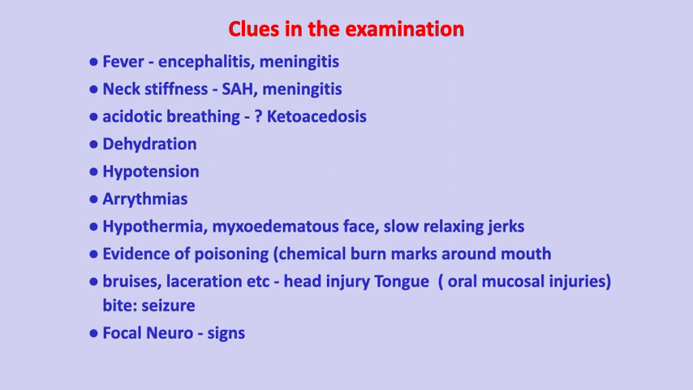You must look for evidence of poisoning, chemical burns around the mouth and the smell of the poisons. Bruises, lacerations, etc. will indicate head injury. And as we discussed earlier, oral mucosal injuries and tongue bites may indicate a seizure. Focal neurological signs will indicate a focal structural lesion.